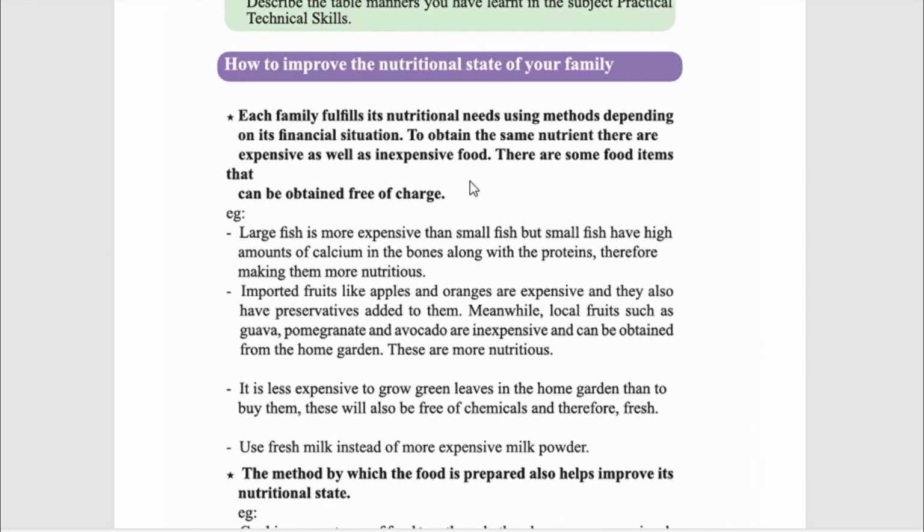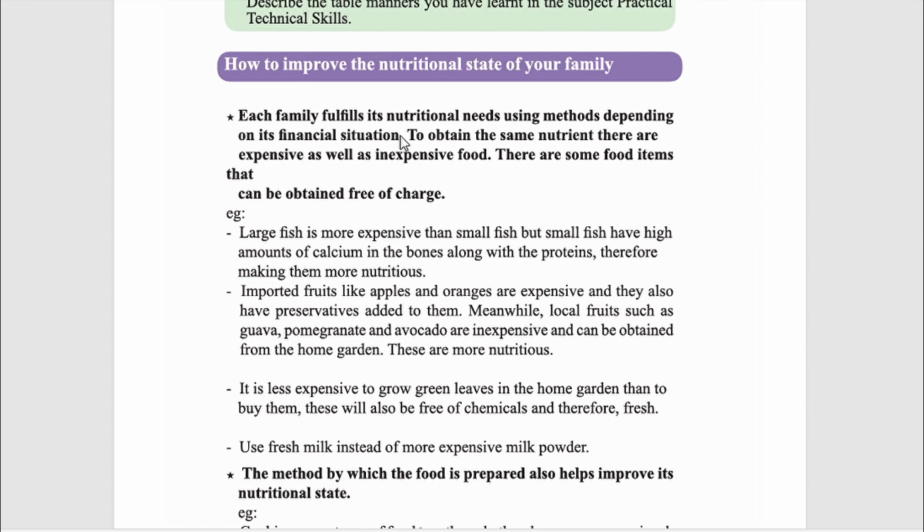Now here, how to improve the nutritional state of your family? This is very important. Each family fulfills its nutritional needs using methods depending on the financial situation. Nowadays, people are really busy with their lifestyle. In our grandmothers' and grandfathers' age, especially our ancestors, the mothers stayed at home while the father was engaged in an occupation. The father catered to the needs of the whole family. He gave everything to the family.